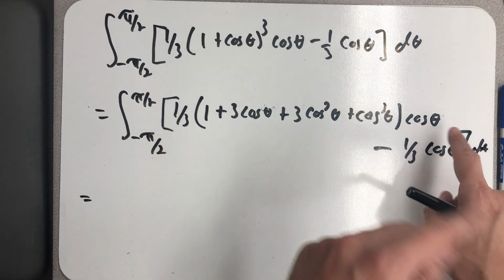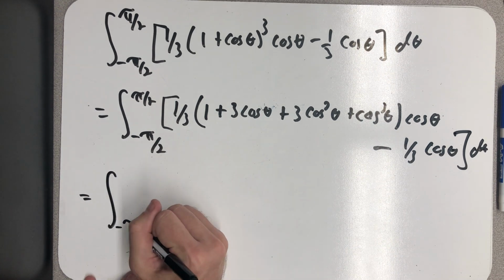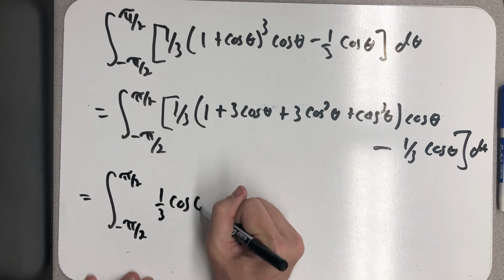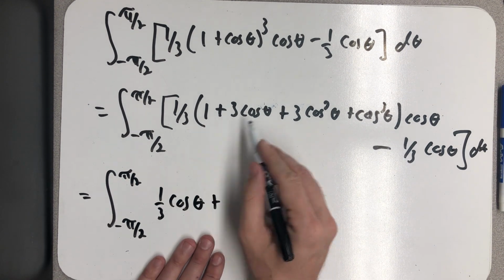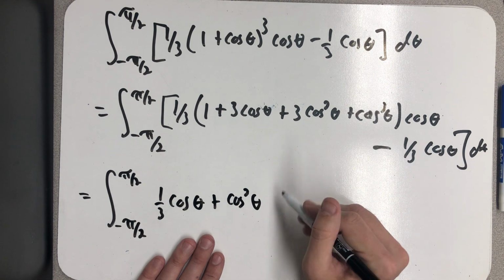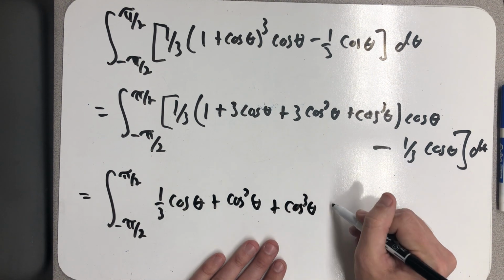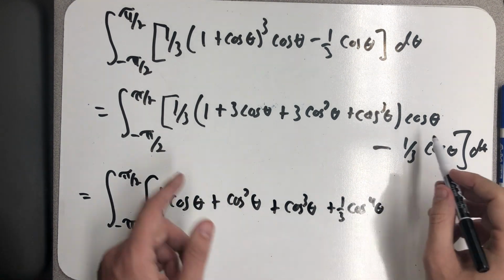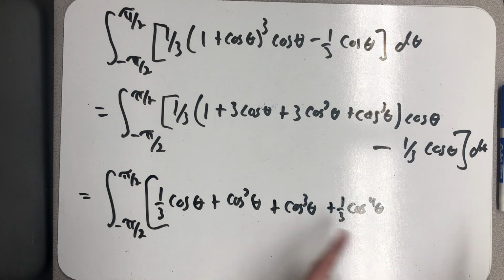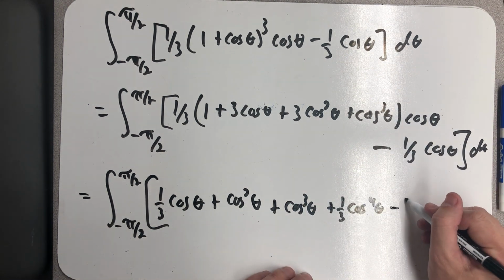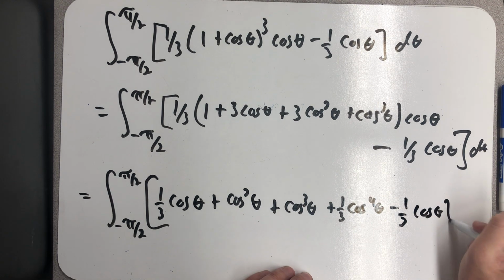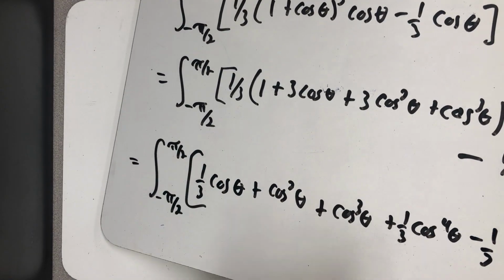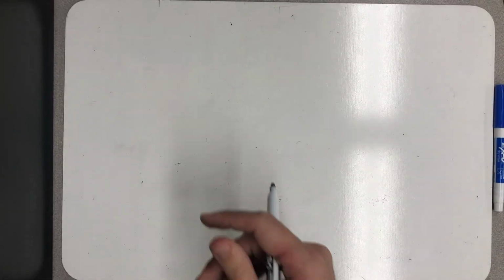All right, let's see if we can combine some things up, distributing and combining. So I'm going to distribute the 1/3 and the cosine theta through here. All right, so all the powers of cosine went up by 1. And everything got divided by 3, and then I have that minus 1/3 cosine theta d theta. Well, that 1/3 cosine theta minus 1/3 cosine theta, at least those cancel out for me.